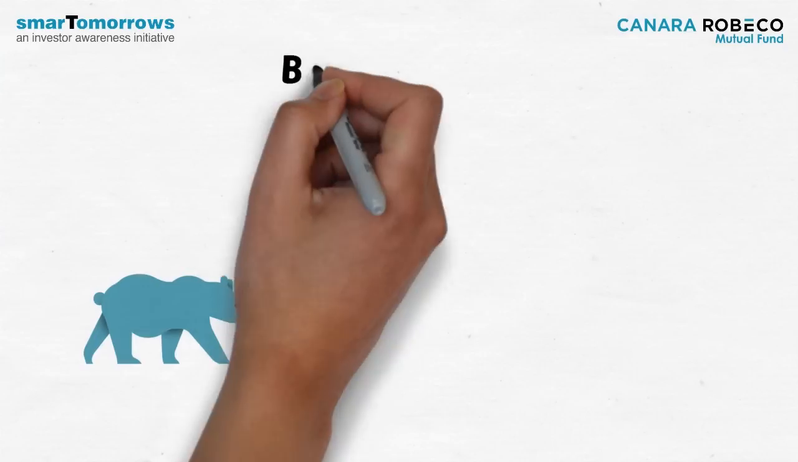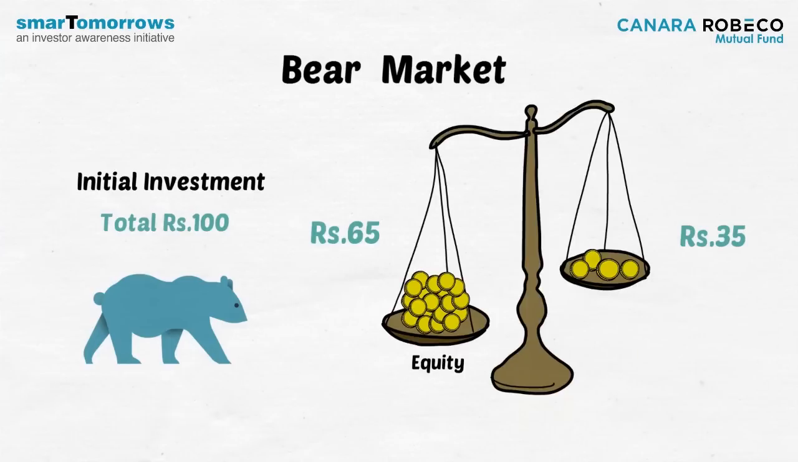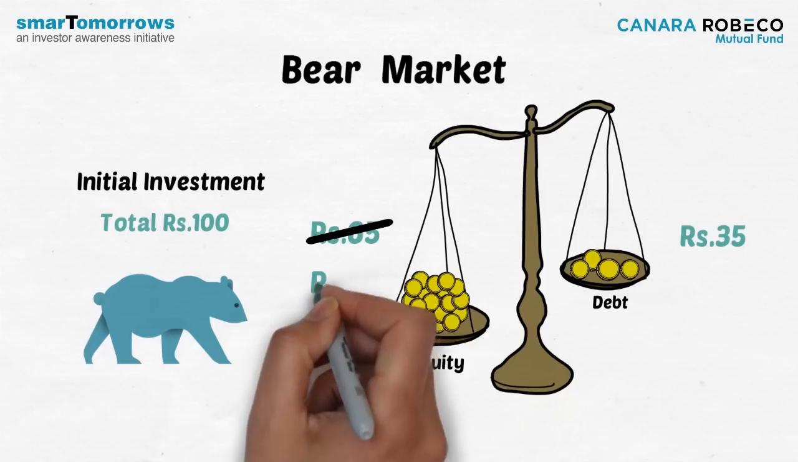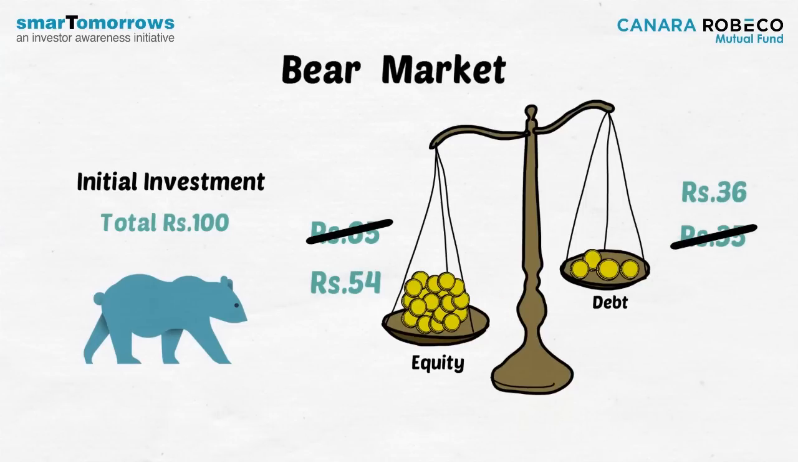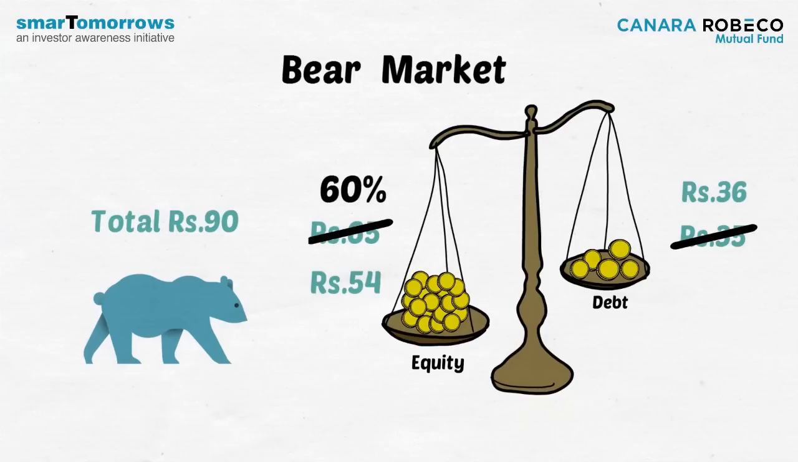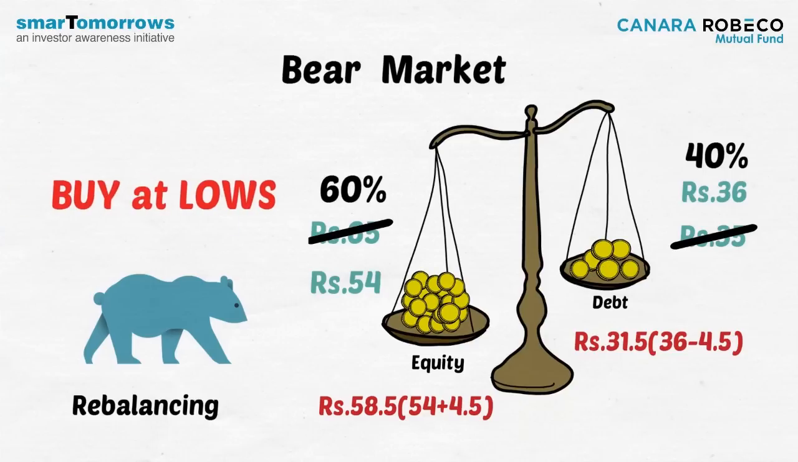Similarly, when the equity market is in the bear phase, say the value of equity investments goes down from ₹65 to ₹54 and debt investments to ₹36. So now the total investment value becomes 90, and we see that the allocation to equity has reduced to 60% and debt increased to 40%. The fund is rebalanced and brought back to 65% equity and 35% debt. This time, money is moved from debt to equity to rebalance.